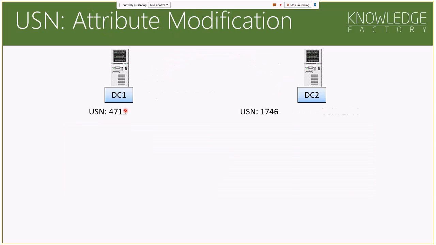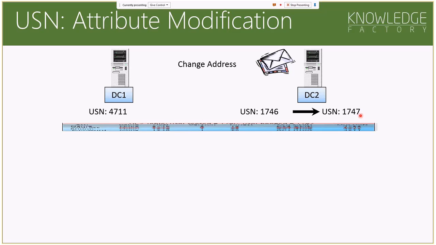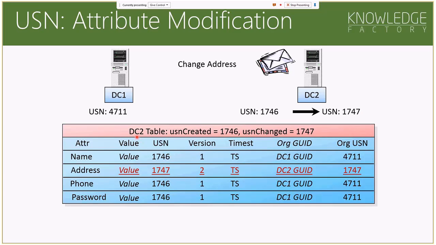What happens when I modify something? Let's say on DC2 I changed the address. Locally, I increased my USN number. So when I look at this on DC2, USN created 1746. I changed an attribute, so I increased my USN to 1747. So USN changed becomes 1747. I look at the table. I change the value, in this case the email address. The USN for that attribute is increased. It's the second version, gets a new timestamp, and it tells me DC2 did the originating write, and the originating USN was 1747.